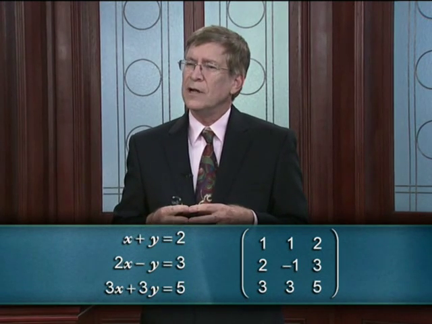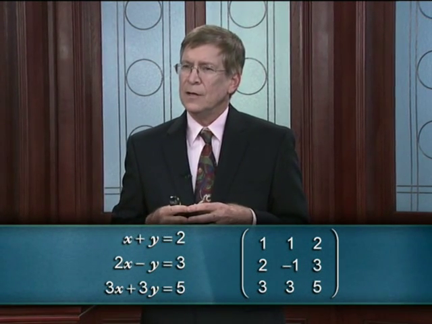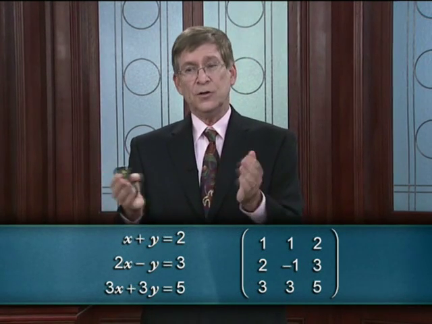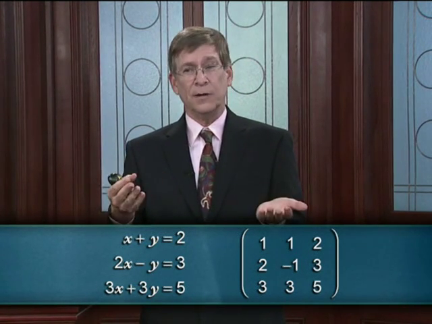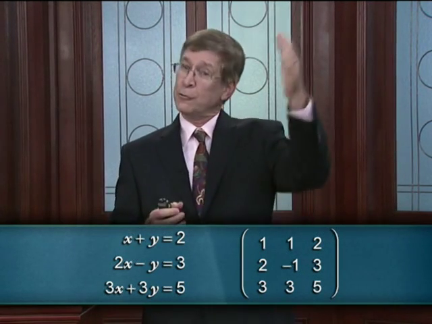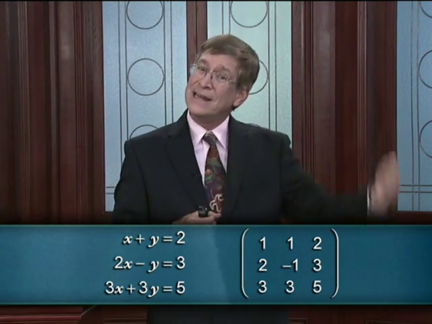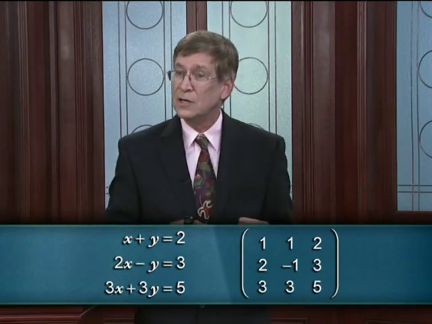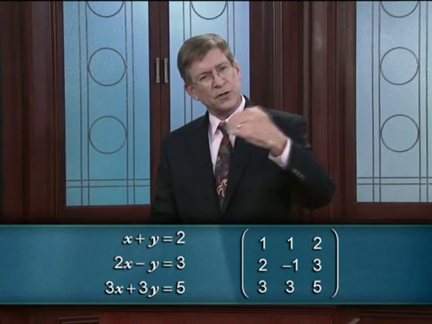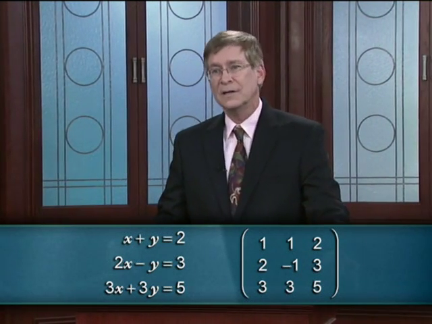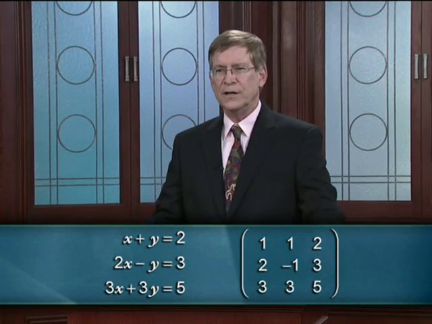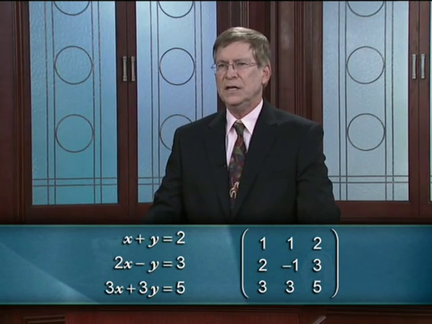What's the corresponding linear system? Well, the first row would be the first equation. And if we're using, say, x and y as our variables, it would be x plus y equals 2. That third column is the right-hand side. It consists of the constants. What about the second row of the matrix? What does that correspond to in terms of equations? Right, 2x minus y equals 3, and then the third one is 3x plus 3y equals 5.